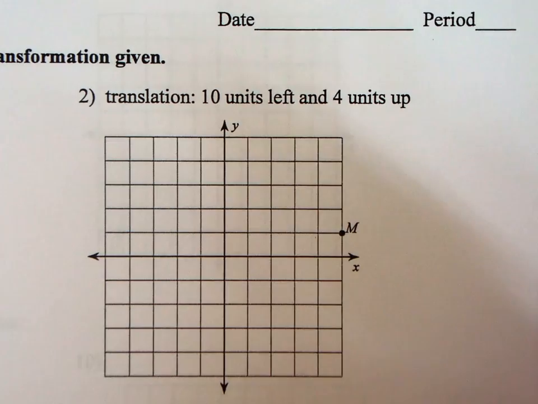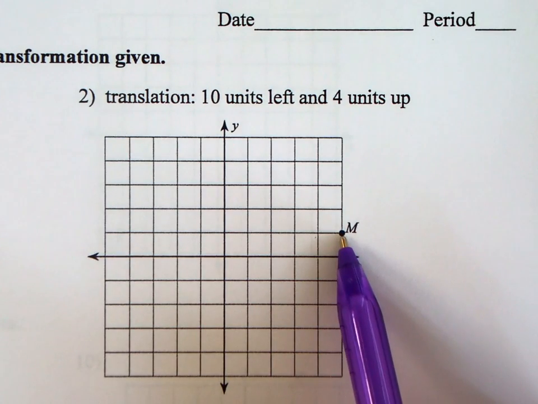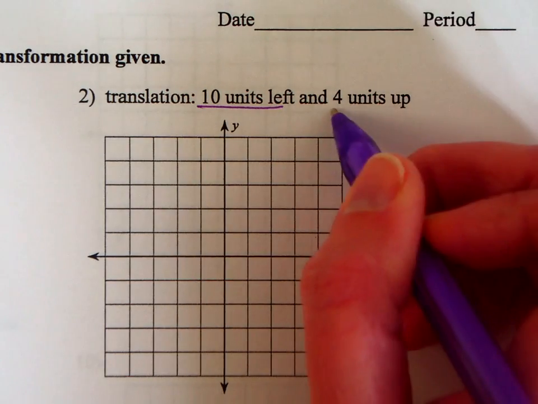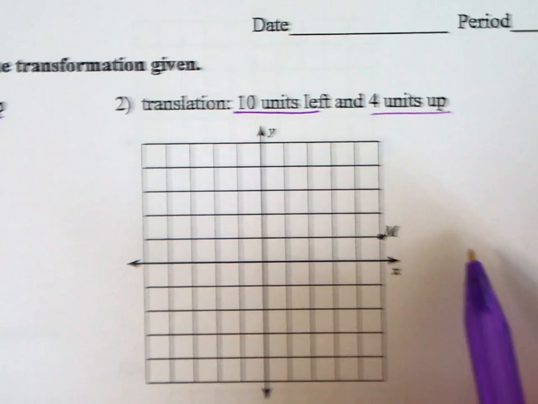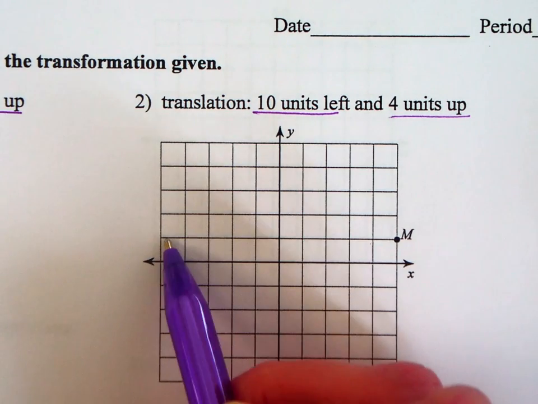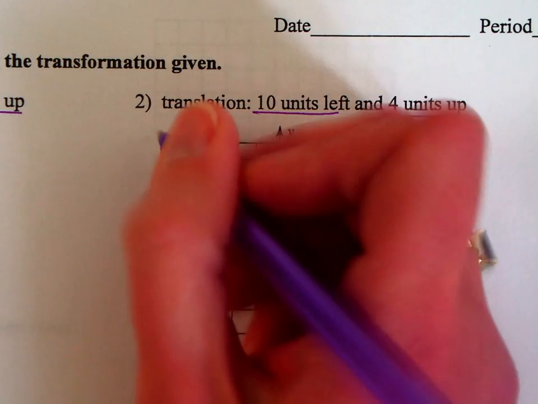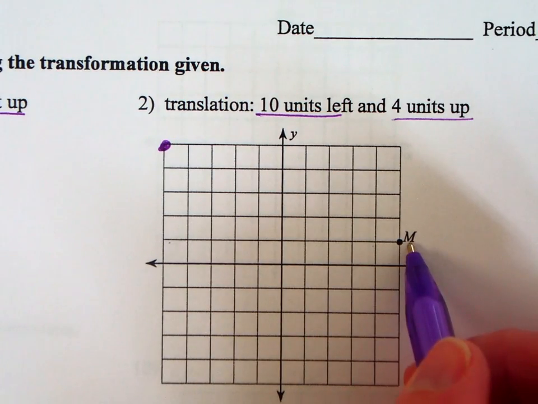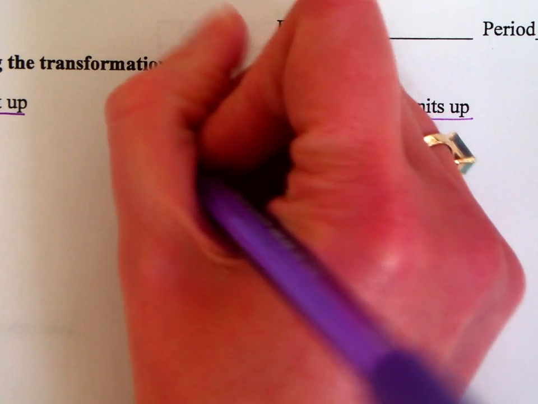Okay, number 2, we have point M, and I'm just going to follow this translation. We're going to go 10 to the left, and then 4 units up. All the way in that corner. It started as M, and after the translation, now I want to label it my M prime.